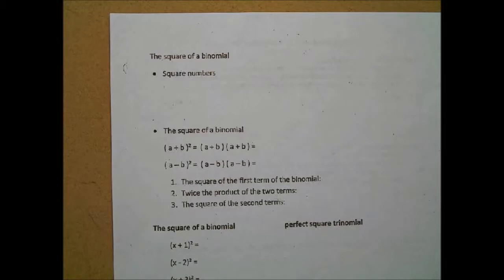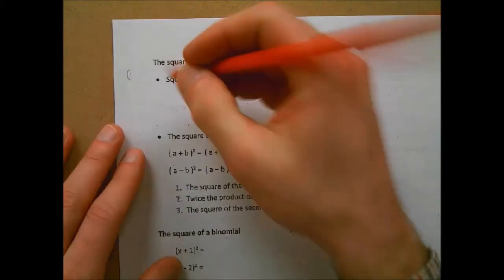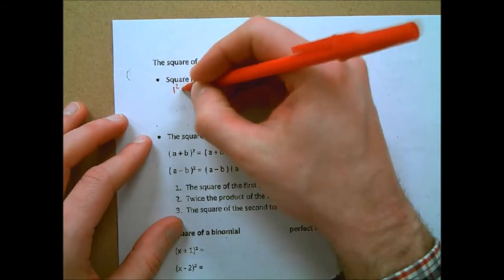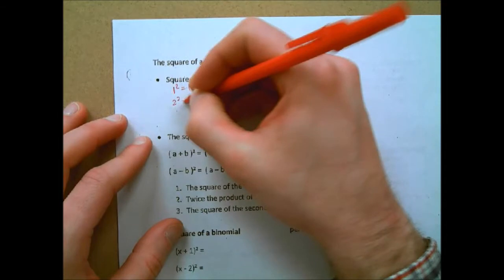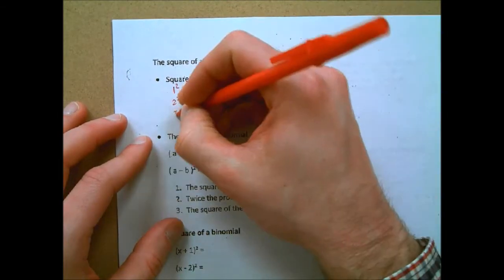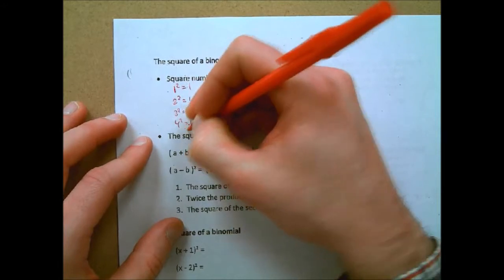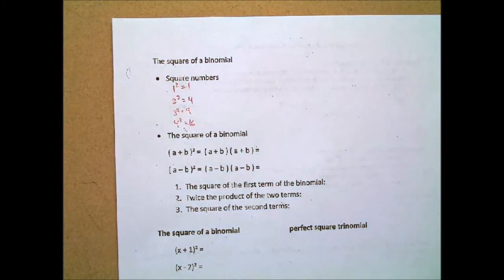Okay? So first of all, square numbers. How do we get square numbers? We take a number and we square it. So 1 is a perfect square, 2 squared is 4, 3 squared is 9, 4 squared is 16, and you get the idea, dot, dot, dot. These are all perfect square numbers.